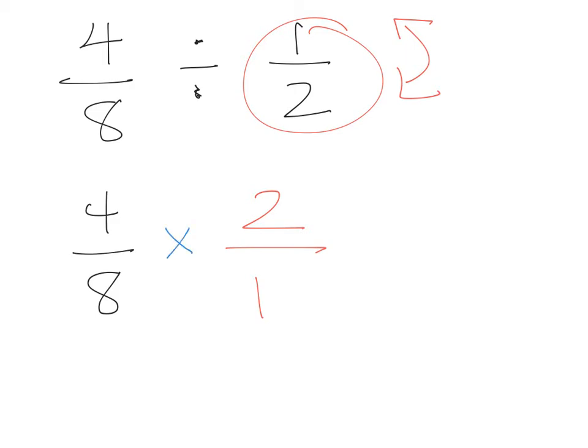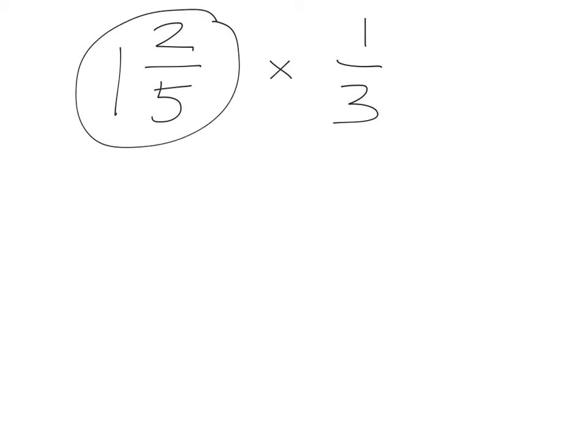As soon as you switch those, all you have to do to solve it is multiply, just like I showed you on the previous page. So you go 4 times 2 is 8, and 8 times 1 is 8. So actually, 8 over 8 is 1 whole.